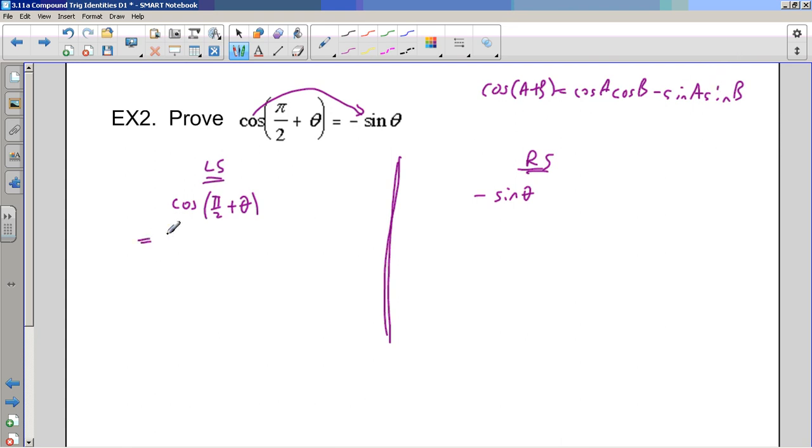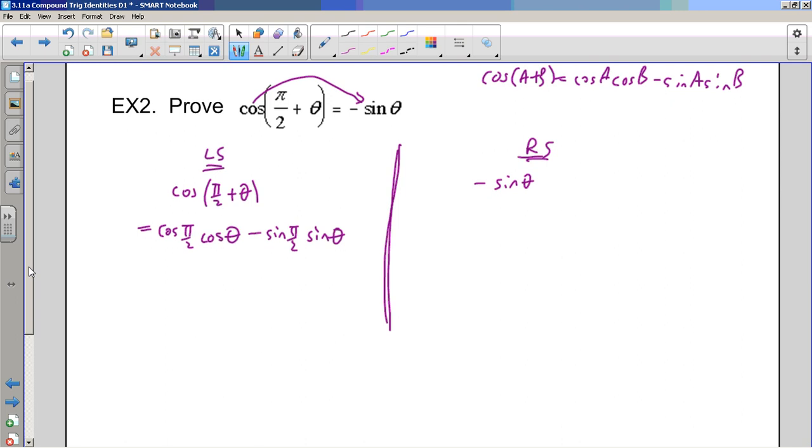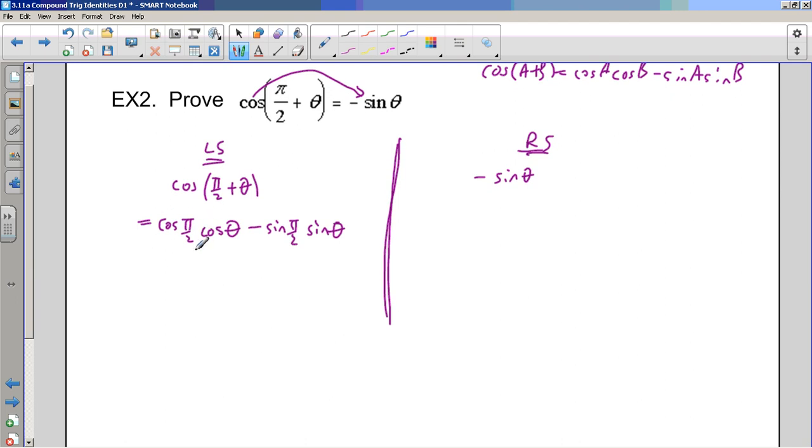But what do we have? We have the cos of a times the cos of b, and that just happens to be theta, minus the sine of a times the sine of b. All right, well, what's going on here? This isn't looking much like the right-hand side. Well, what's the cos of pi over 2?